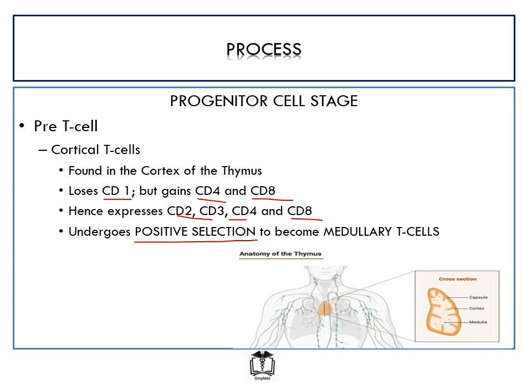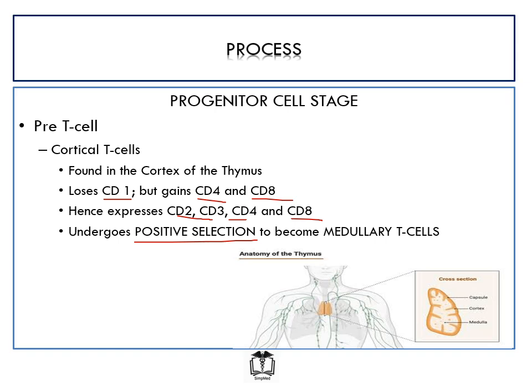So ideally, what happens in the cortex in terms of positive selection is that a T cell is exposed to antigens within the cortex. These antigens are presented by macrophages in the cortex. The ability of a T cell to bind and interact with an antigen within the cortex enables that T cell to be selected. That's what we call positive selection. So T cells that are positively selected are T cells that have the ability to bind and interact with an antigen presented by macrophages in the cortex of the thymus.